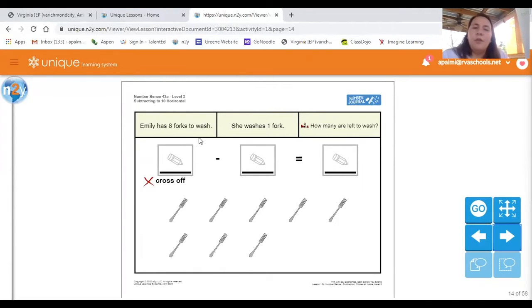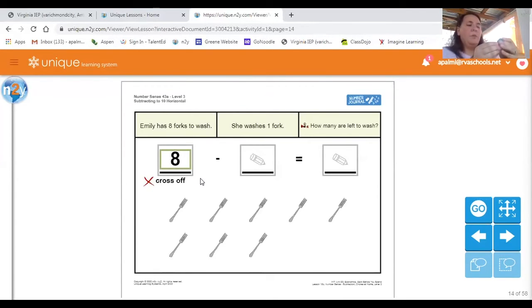And this says Emily has 8 forks to wash. So 8 is our big number. So first thing we're going to do is on our keyboard, find the number 8 and type it in. Beautiful. And now I need to count to that number. So I need to count to 8. So with your objects at home, count to the number 8.